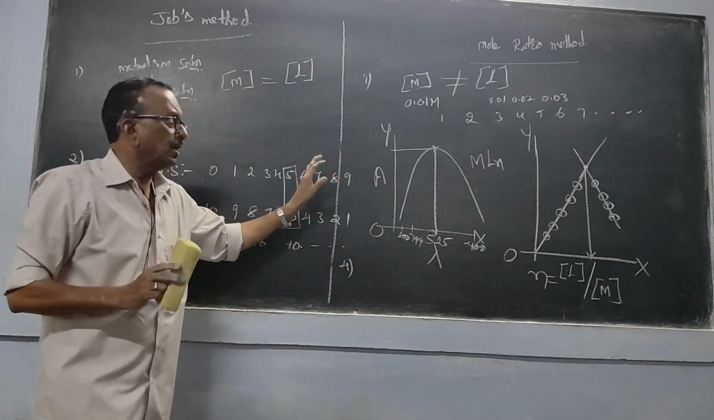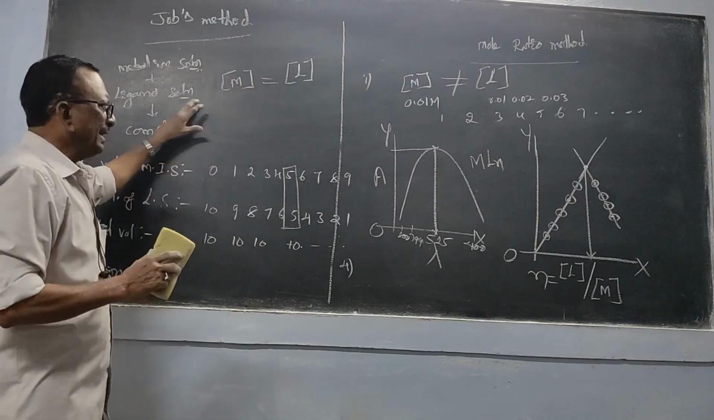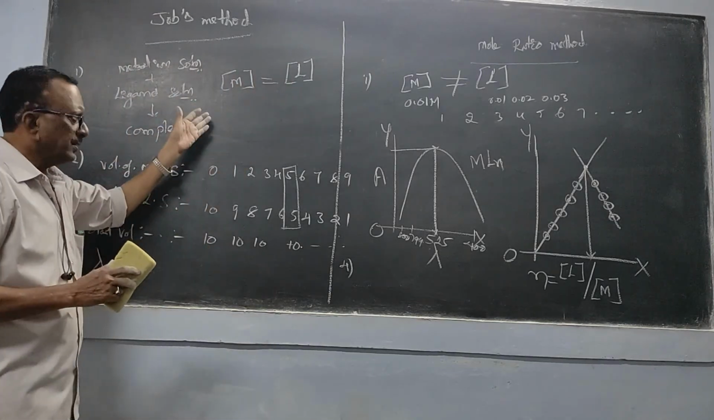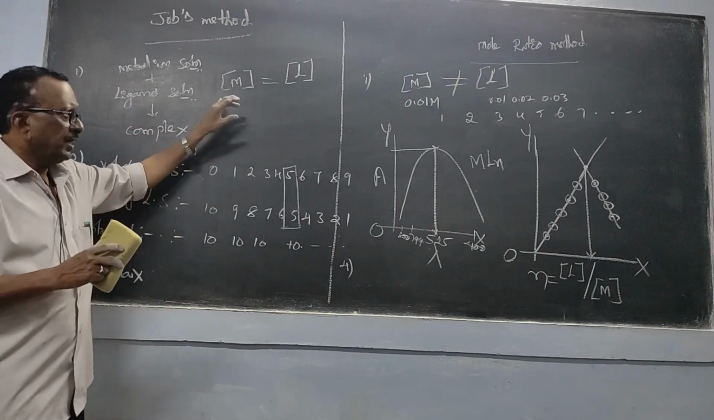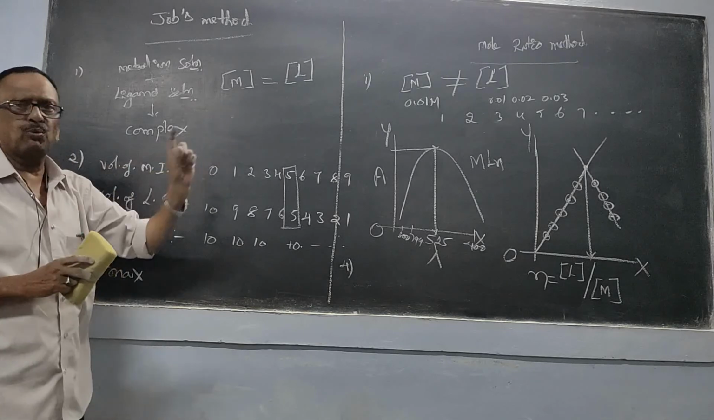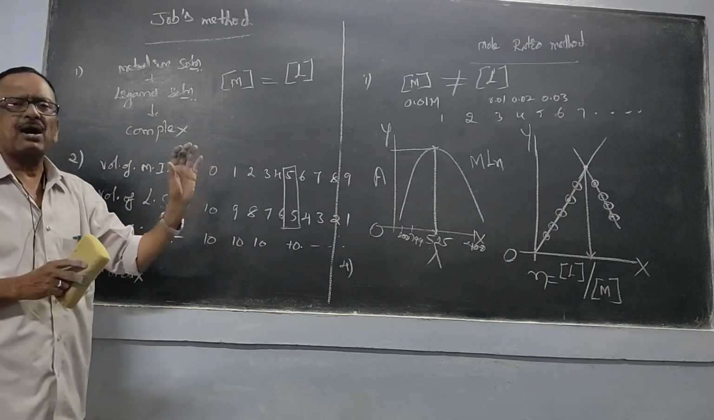Okay, is it clear, please? So, Job's method and mole ratio method. In the second unit, this is the second chapter. In this we are left with one more question, that is, what is the stability constant and what are the factors affecting it.